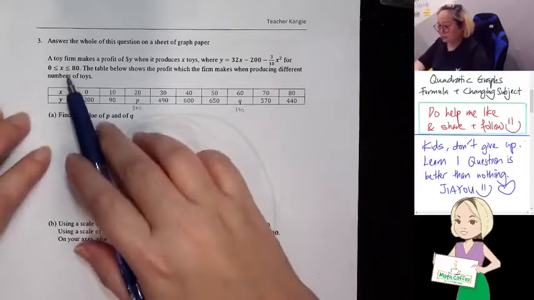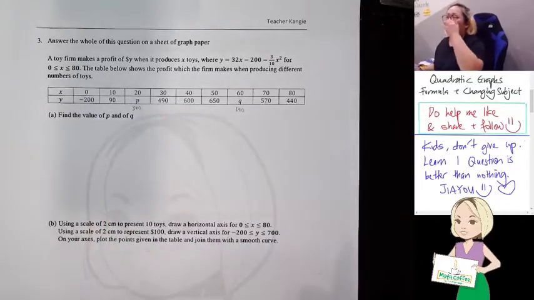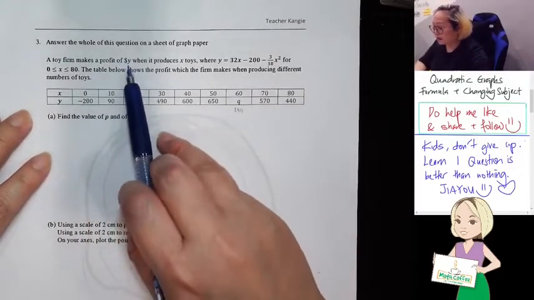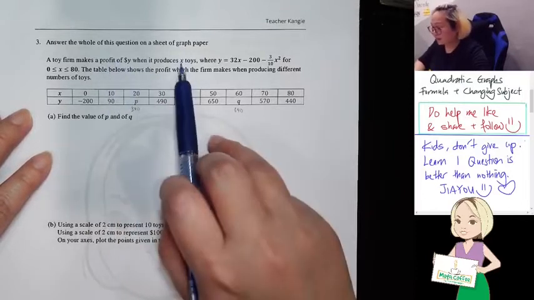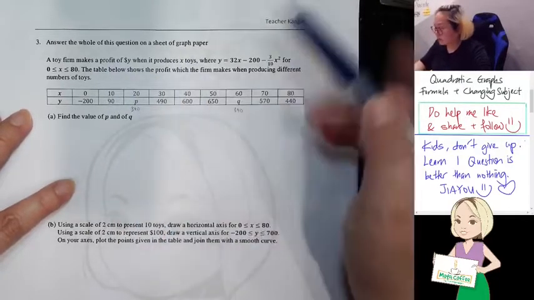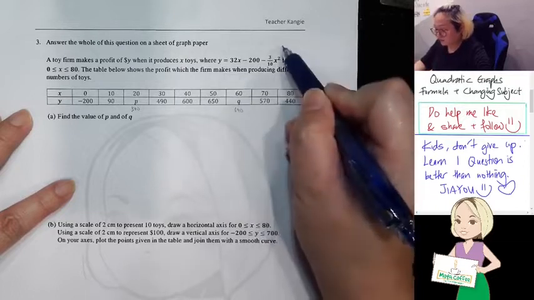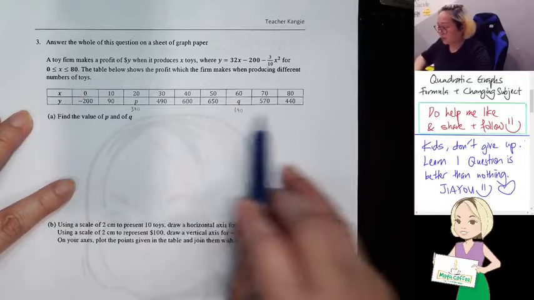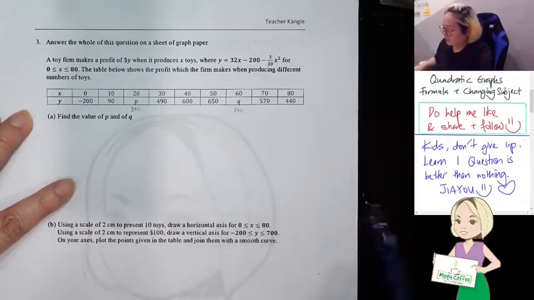Okay, let's come back to here. So this question, I choose this question so that it's a real life question. So a toy firm makes a profit of Y. So the Y represents profit. And they say the X represents the number of toys. So this is the equation of the curve. And they ask you to draw from 0 to 80. So they already drew the table. So I only need to find these two, not this one.